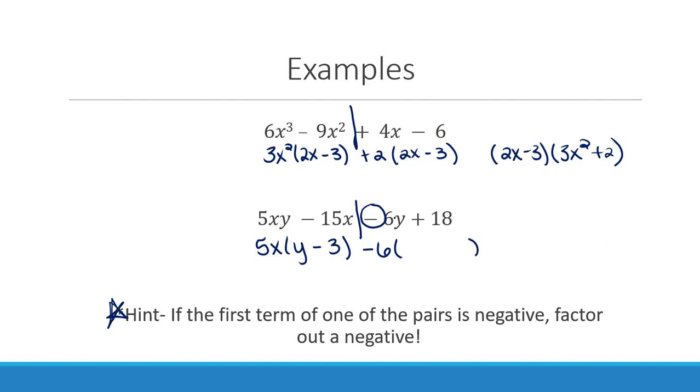So what does this bring me back to? That just brings me back to y here. Now think about negative 6 times what brings you to positive 18? Well, negative 6 times negative 3 gives me a positive 18. Again, the whole reason why we have to take out this negative is because you always want these to match up. If they don't match up, typically you probably did something wrong. Otherwise, though, it could be a prime polynomial. So I can rewrite this as y minus 3 times 5x minus 6.